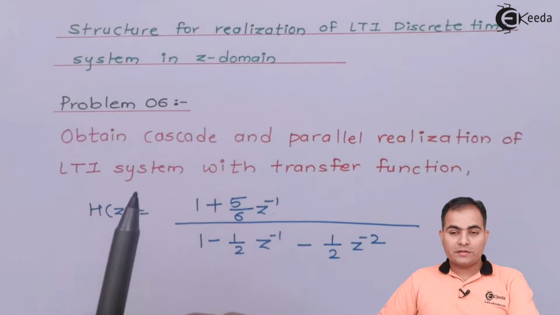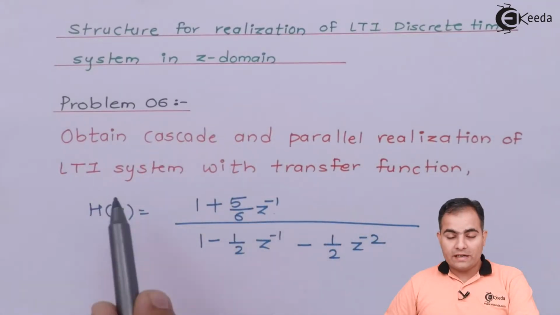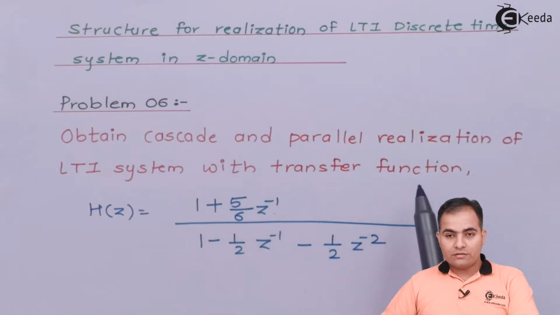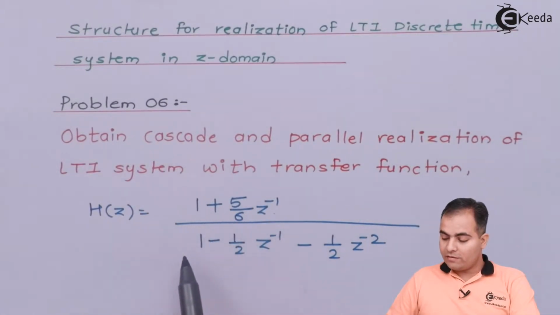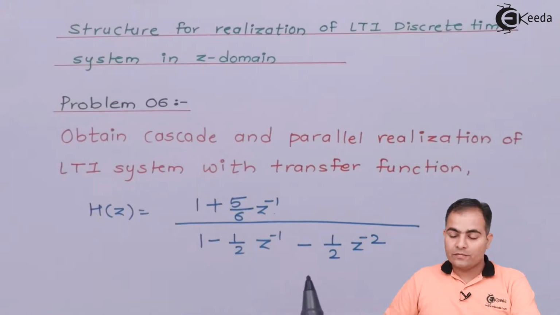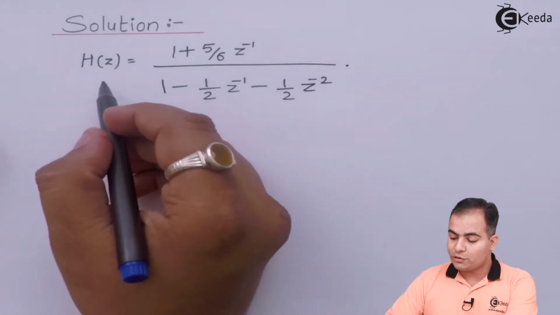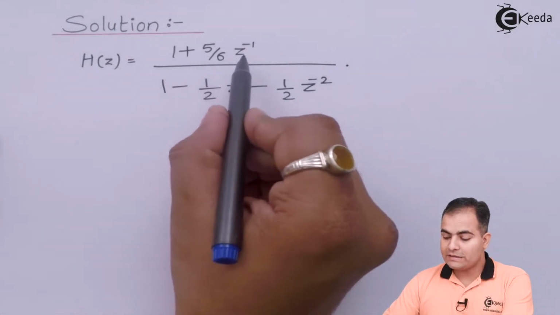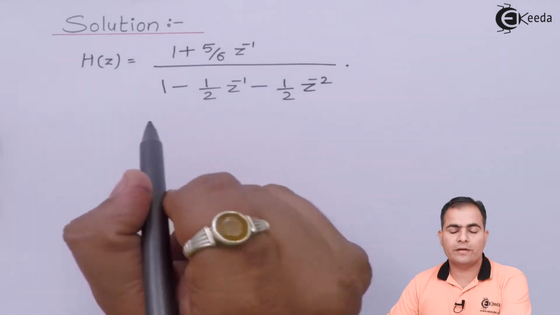Now, problem number 6. What is mentioned? Obtain a cascade and parallel realization of an LTI system whose transfer function is given as H(z) = (1 + 5/6 z^-1) / (1 - 1/2 z^-1 - 1/2 z^-2). Now we'll go for the solution. So the last question, H(z) is 1 + 5/6 z^-1, and in the denominator we have 1 - 1/2 z^-1 - 1/2 z^-2.